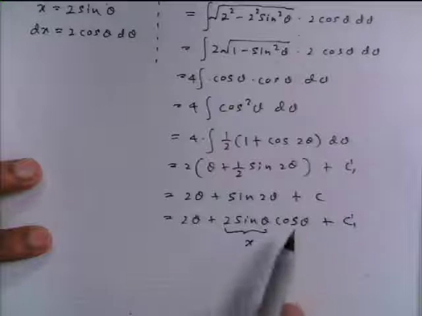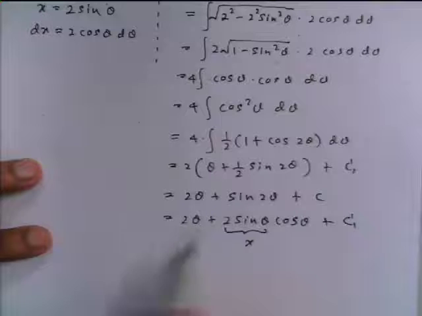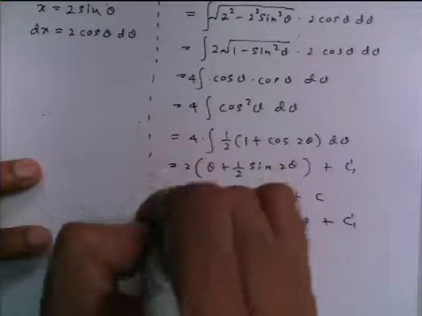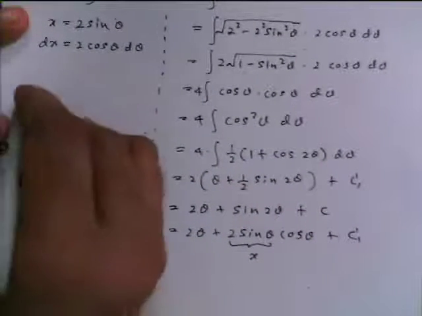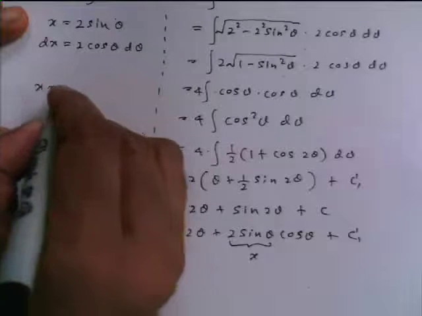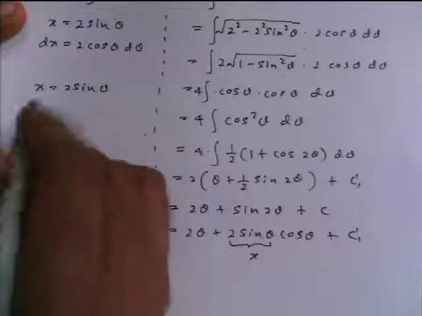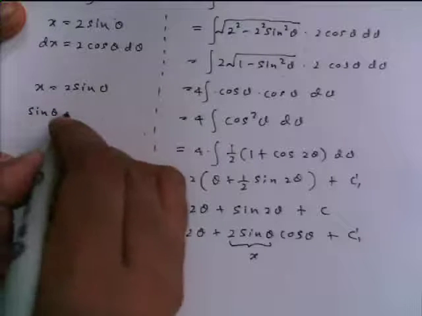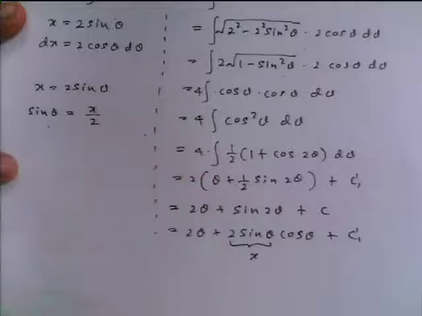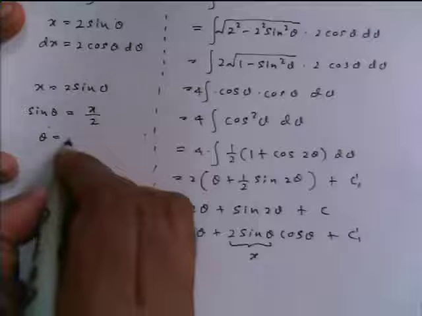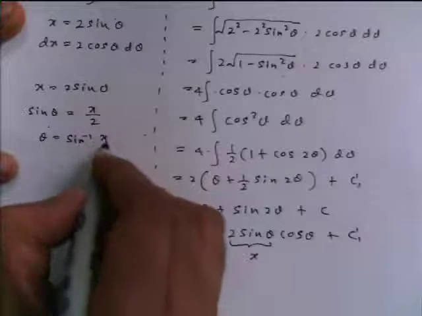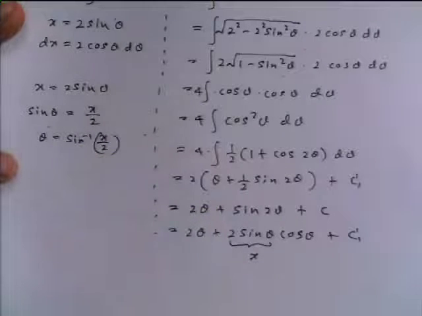Okay. But do we know cosine theta? We don't know. So we have to do something. This is what we're going to do. We're going to start with our substitution. What's the substitution? x equals 2 sine theta. So that means sine theta equals x divided by 2. Is that right? So that means theta equals sine inverse of x divided by 2. Just take the inverse of both sides. That means this term is alright. Theta is sine inverse x over 2.